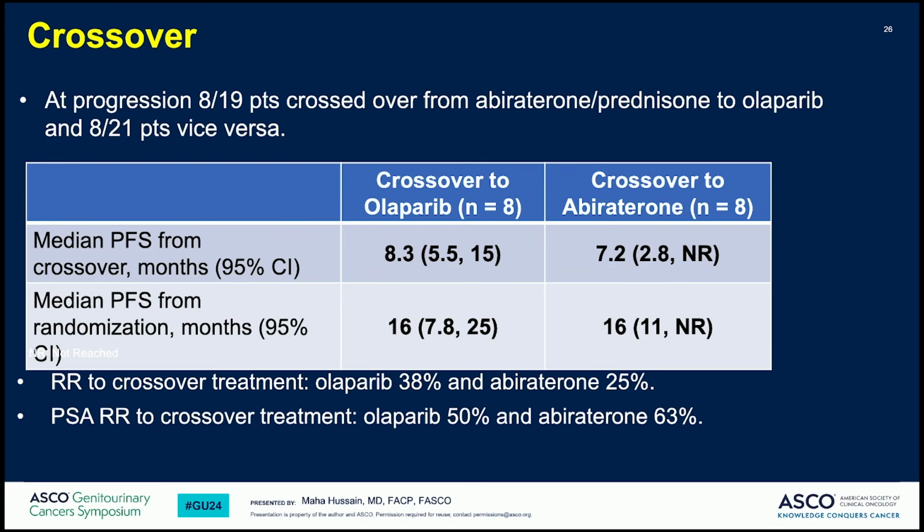And in crossover at progression, 8 of 19 patients, these are small numbers, went from abiraterone prednisone to olaparib, and then vice versa. We see that the median PFS from crossover was about 8 months if you crossed over to olaparib, and if you crossed over to abiraterone, it's about 7 months. Median PFS from randomization was 16 months in both arms. So there does seem to be some interesting interaction between the two.